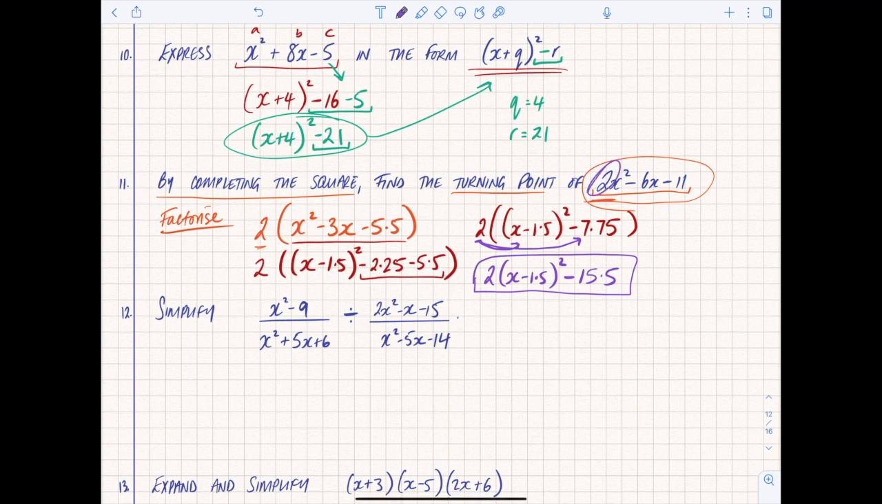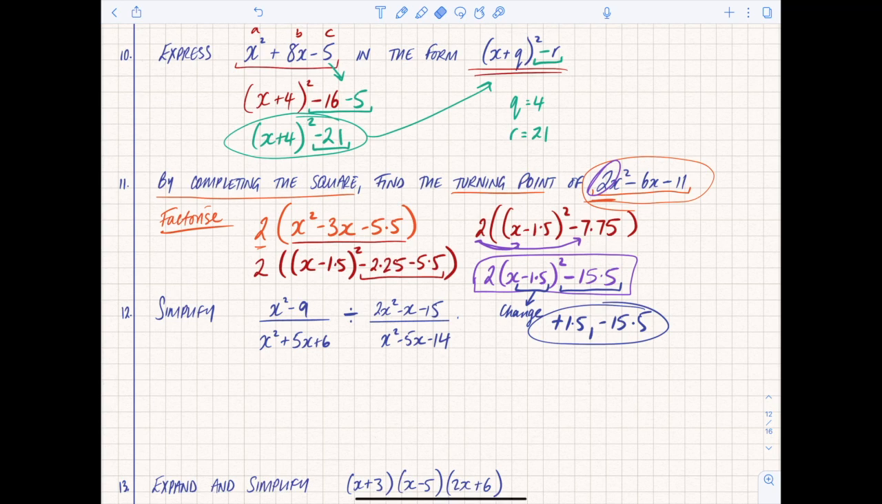Then from here, what you finally need to do is find the turning point. To find the turning point of a quadratic graph when you complete the square, you change this sign. So change this one. So instead of being minus 1.5, it becomes plus 1.5. And you keep this sign the same, so it becomes minus 15.5. So the turning point on this graph, imagine I had a graph here, the turning point would be 1.5, minus 15.5. So this point down here is where it would start to turn. It would look something like that. Okay, so that's how you would find the turning point by completing the square.